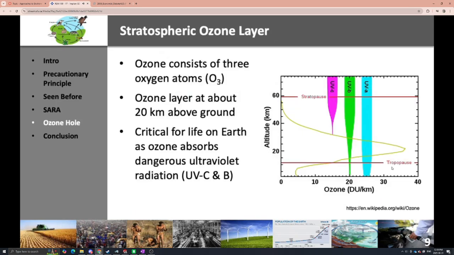Another example of the application of the precautionary management approach is the international response to the depletion of the stratospheric ozone layer. As discussed in the lecture on the conventional management approach, there is good and bad ozone in the atmosphere. The good ozone is the ozone layer in the stratosphere, approximately 20 kilometers above the surface of the Earth. This stratospheric ozone layer protects us from the dangerous ultraviolet radiation coming from the sun. Having this protection was one of the necessary conditions for the development of life on land.